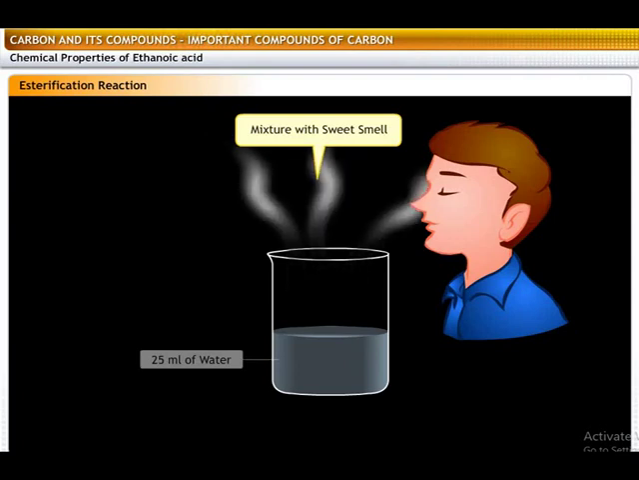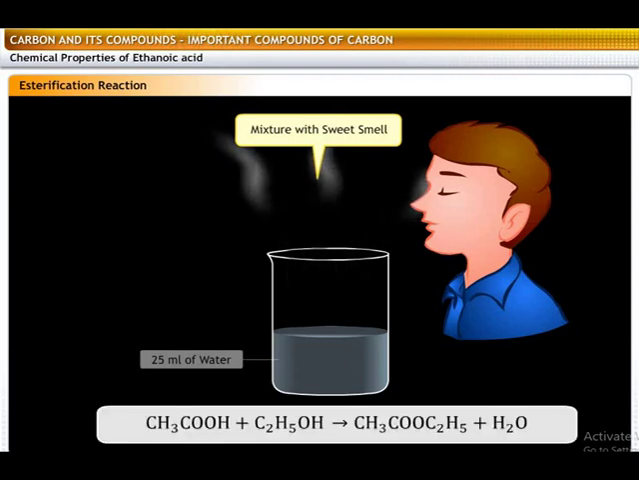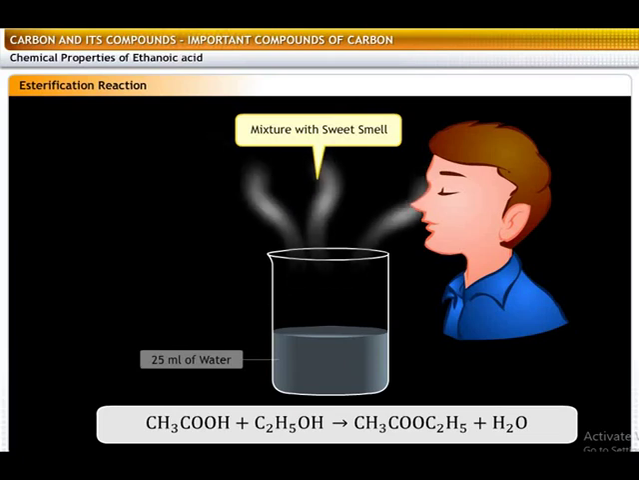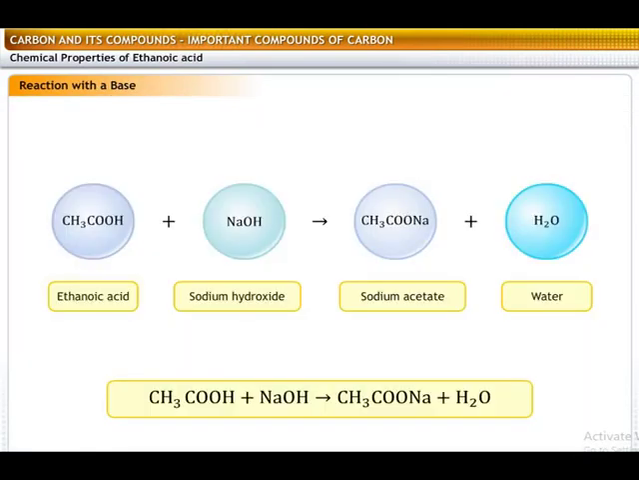In this reaction, it produces ethyl acetate, which is an ester. An ester is a carbon compound identified by its sweet fruity smell. Esters are used in the preparation of perfumes and as flavoring agents. Ethanoic acid reacts with bases to give salt and water. For example, it reacts with sodium hydroxide to give sodium acetate and water.